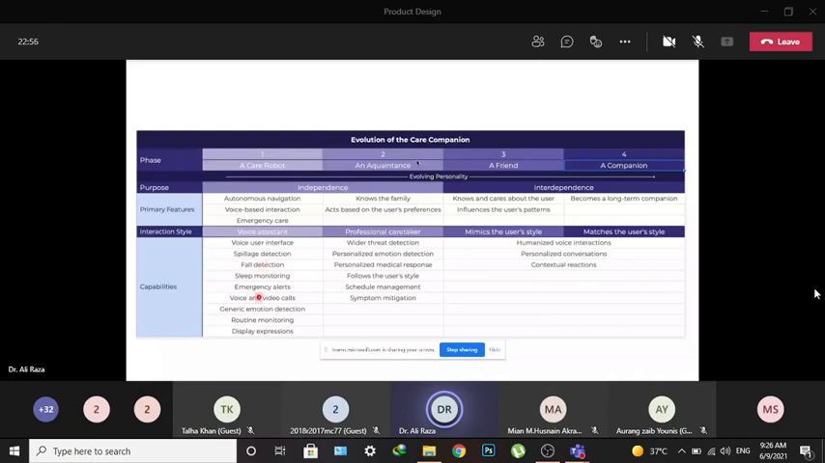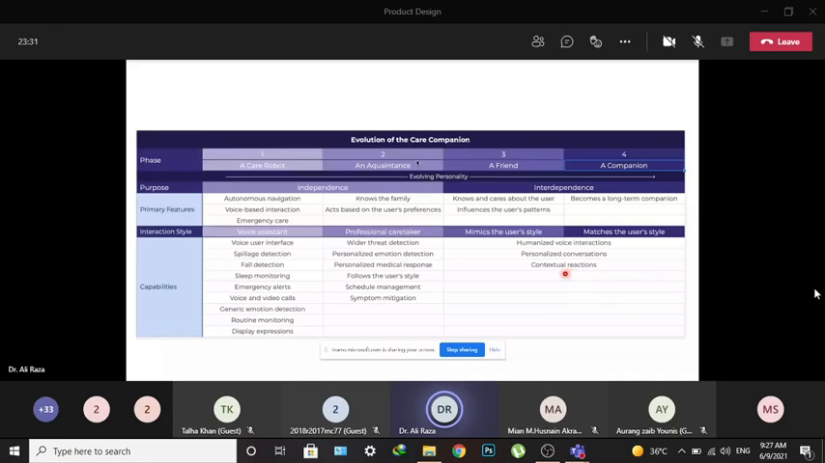And then when it gets evolved, it has a further refinement of the behaviors, and you can see that it has personalized emotion detection. It has symptom mitigation aspects to it, which is an evolved personality. And when it gets further evolved, you can see that humanized voice interactions, personalized conversation, and contextual reactions are also added to the mix. So these are the capabilities of the robot, which gets evolved with the passage of time.